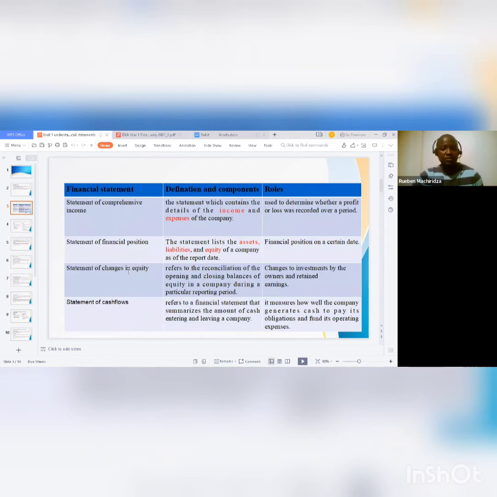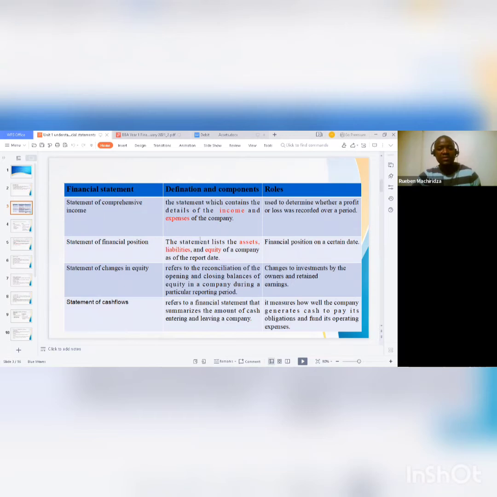Okay, so at this level, we're expected to know 4 specific financial statements. So I'm going to tell you which financial statements, what to include in each and every statement, and what is the role of each and every statement. The first statement that you are expected to know is the statement of comprehensive income.